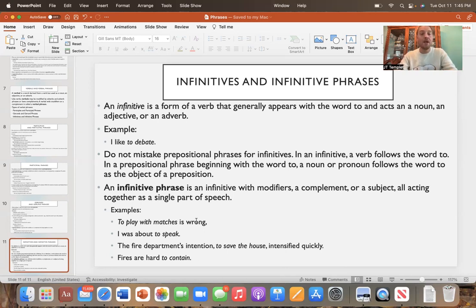So examples, to play with matches is wrong. I was about to speak. The fire department's intention to save the house intensified quickly, and fires are hard to contain.